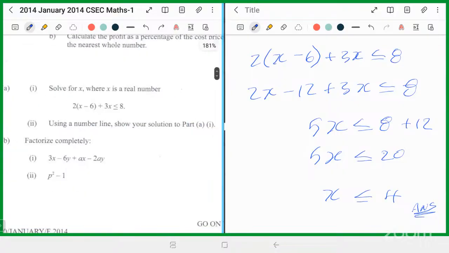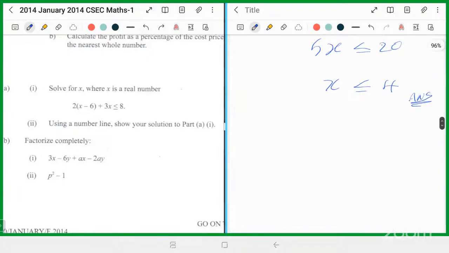Alright, it says, using a number line, show the solution of this. So it's less than or equal to 4. So we're going to go 0, 1, 2, 3, 4, 5, negative 1. Critical value is 4. You put a circle on 4. The equals is a part of the inequality, so you shade it to show that 4 is included. And then less than 4, you want the arrow pointing to the left. And that's it. x less than or equal to 4. That's a number line. Nice and easy.